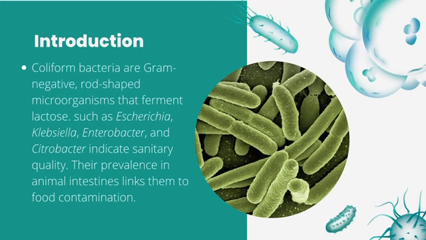E. coli, Klebsiella, Enterobacter, or Citrobacter. They usually indicate sanitary quality because of their prevalence in animal intestines, linking them to food contamination. Because they're usually in intestines, even human intestines, that links them directly to food contamination.